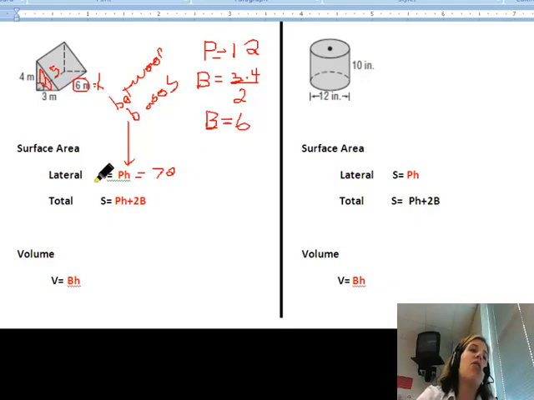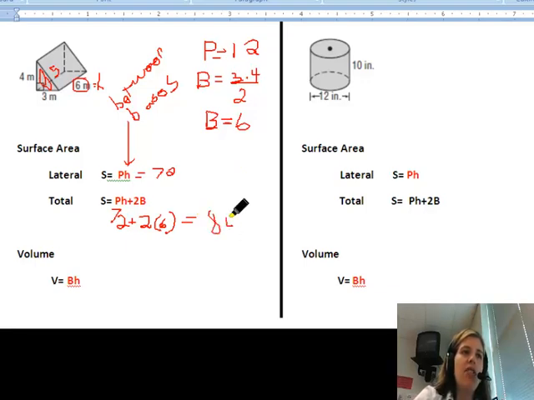Okay. Now when I go to total surface area, remember lateral was everything except for those bases. So it only makes sense for total to be my lateral plus my bases. Okay, and we have two bases. So my lateral was 72, that's the P times h part. And my bases are each 6, so 2 times 6 is 12. Write it in so we can see later on where that came from. And so that comes up with a total surface area of 84.